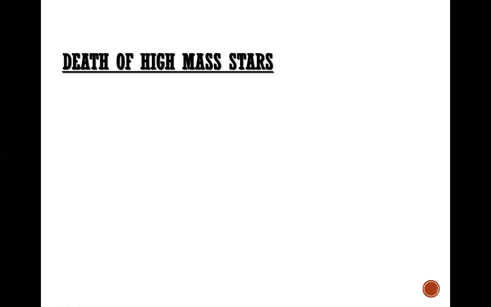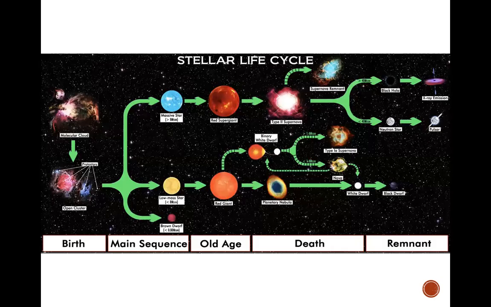Now, I guess last Tuesday we discussed what will happen to these low mass stars at the end, right? So today we will discuss what will happen to high mass stars, specifically stars with these higher masses, which are in the top left hand corner of the main sequence in your HR diagram, right?